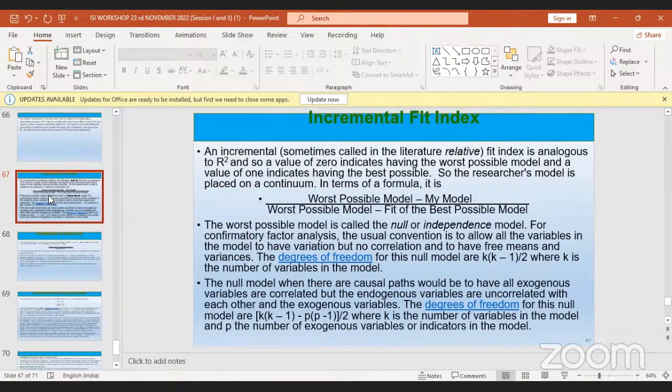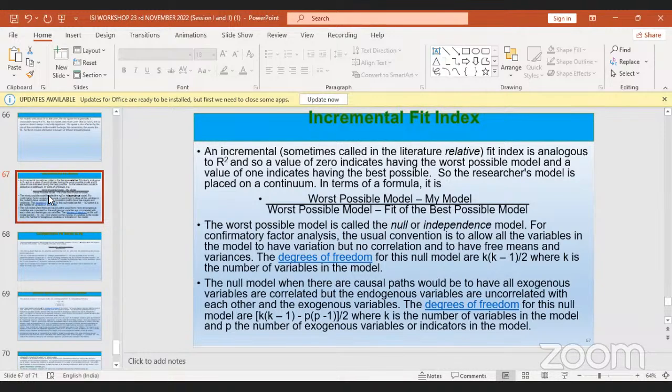Now, the worst possible model is called the null or independence model. For confirmatory factor analysis, the usual convention is to allow all the variables in the model to have variation, but no correlation, and to have free means and variances. The degrees of freedom for this null model are k(k-1)/2, where k is the number of variables in the model.